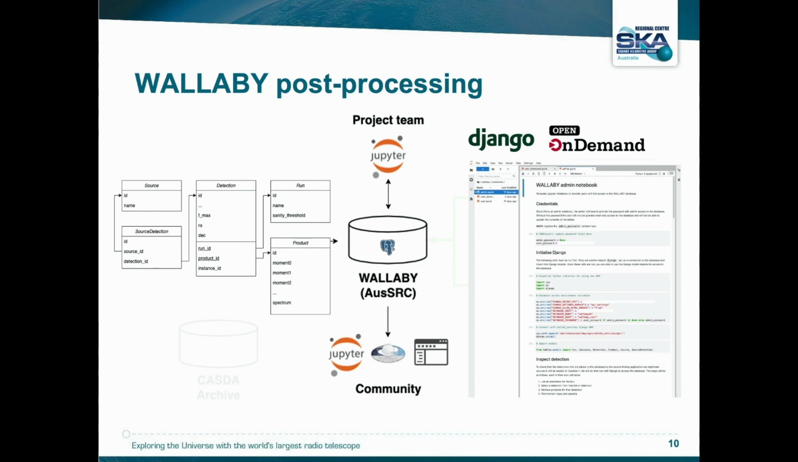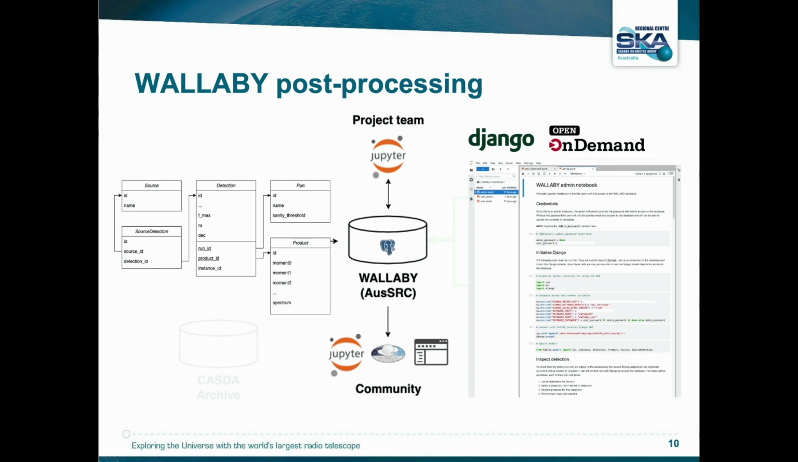So you have the detection table with all of the properties and products from the source finding application, and then you have a source table with just a name, and that name is the name determined for that source by a scientist once they've decided that it is a real source. And the project team will write to that source table through a Jupyter Lab interface, which runs on top of Open OnDemand.